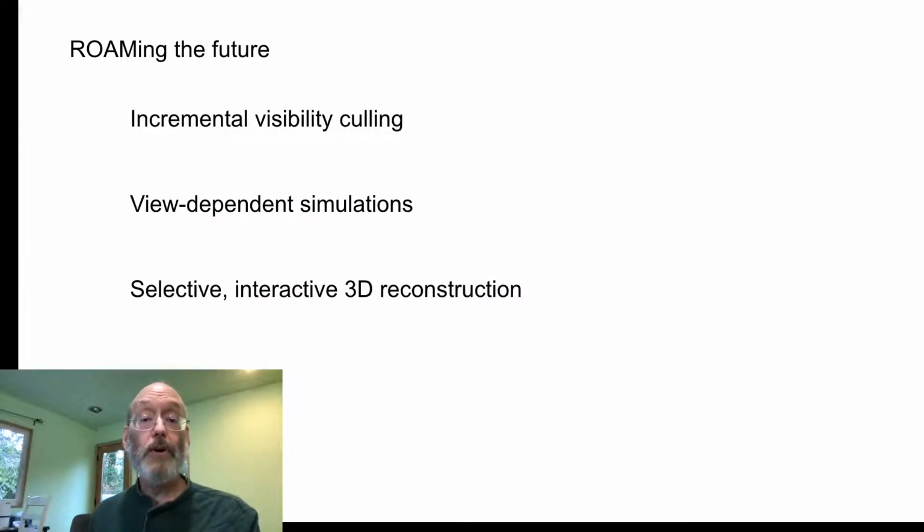The ideas of ROAM are not written in stone, unchanging. The mesh structures, incremental optimization, and dynamic objective functions can and should morph into new areas. Some possibilities I've been thinking about include adding incremental visibility computations, view-dependent computation of physics like fluid flow, or even doing 3D reconstruction interactively in a view-dependent way.